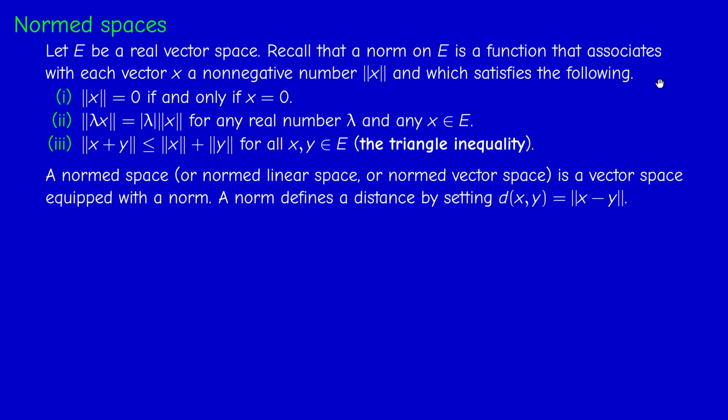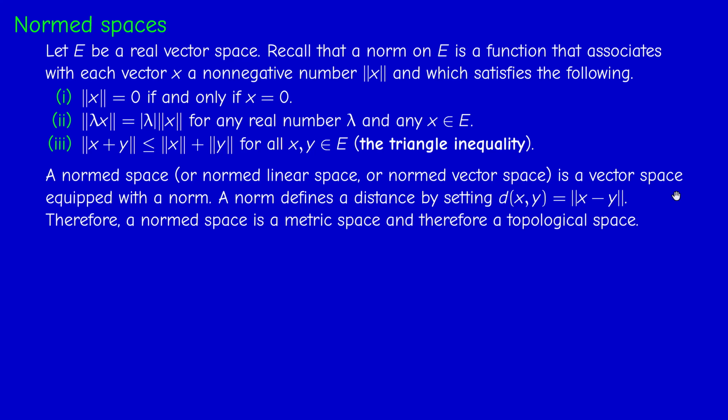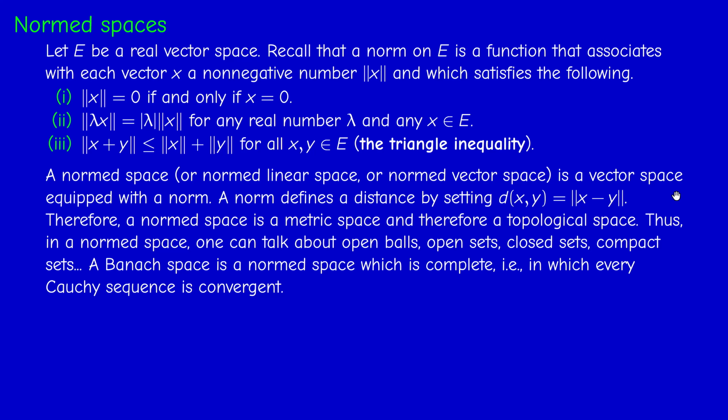As you know, a norm induces or defines a distance. If you have a norm, we set d of x,y to be the norm of the difference between x and y, and then we can easily check that d satisfies the properties of a distance. It's non-negative, it's 0 if and only if the 2 points coincide, it's symmetric, and it satisfies the triangle inequality. So a normed space is a particular case of a metric space, and therefore it's a topological space. So in a normed space, we can talk about open balls, open sets, closed sets, compact sets, convergence, and so on.